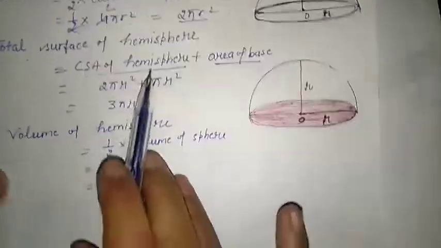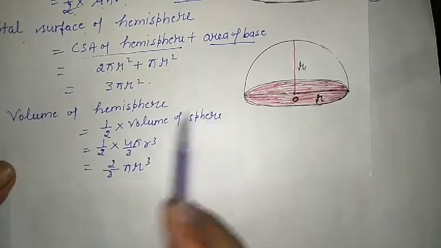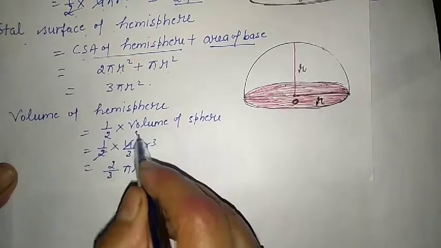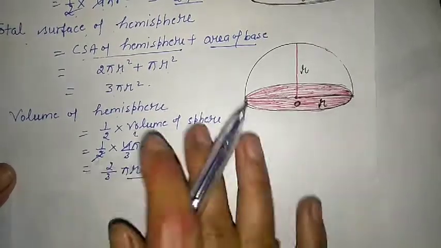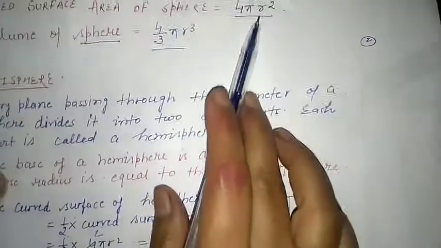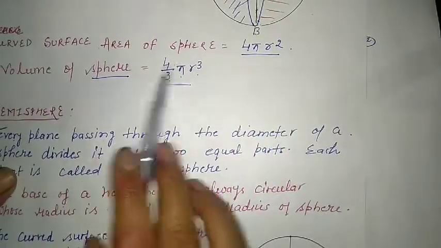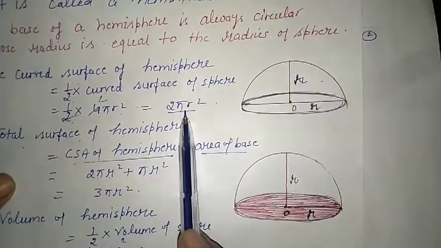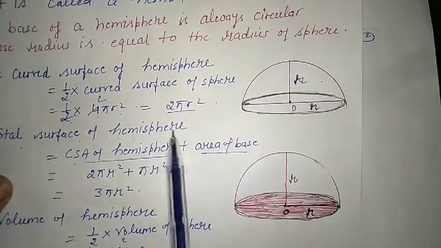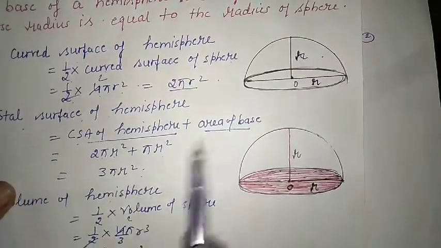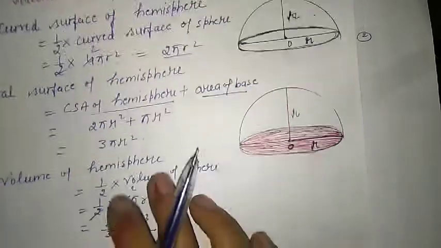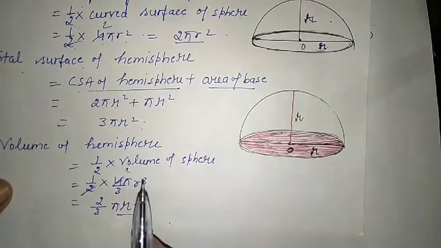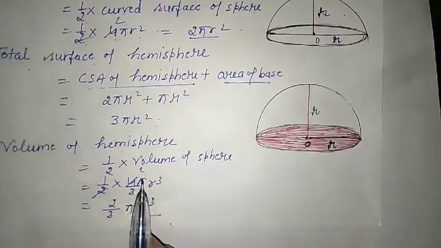Now the volume of the hemisphere is half of the volume of the sphere, that is half of 4 upon 3 pi r cube. So we have 2 upon 3 pi r cube. So for the sphere, the curved surface area is 4 pi r square and the volume is 4 upon 3 pi r cube. The curved surface area of the hemisphere is 2 pi r square, the total surface area of the hemisphere is 3 pi r square, and the volume of the hemisphere is 2 upon 3 pi r cube. So here we have 5 formulae to solve the next two exercises.